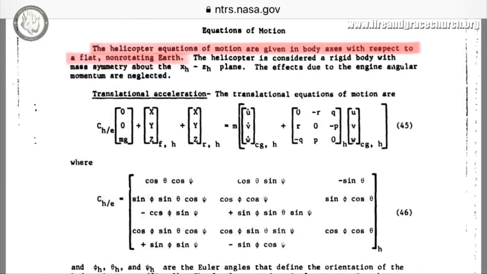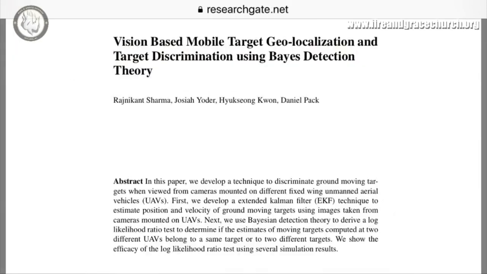Equations of motion. The helicopter equations of motion are given in body axes with respect to a flat, non-rotating Earth. Meaning the helicopter takes off, it doesn't have to worry about the Earth spinning below it. Here's another one: vision-based mobile target geolocalization and target discrimination using Bayes detection theory. Oh, it's a mouthful, right?